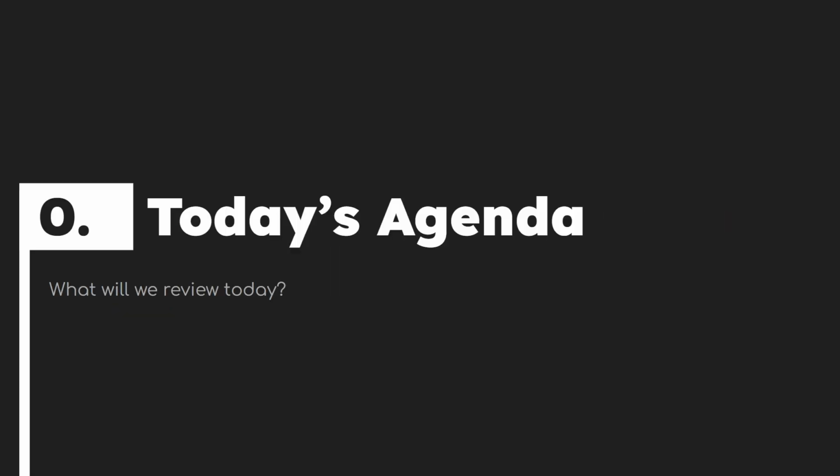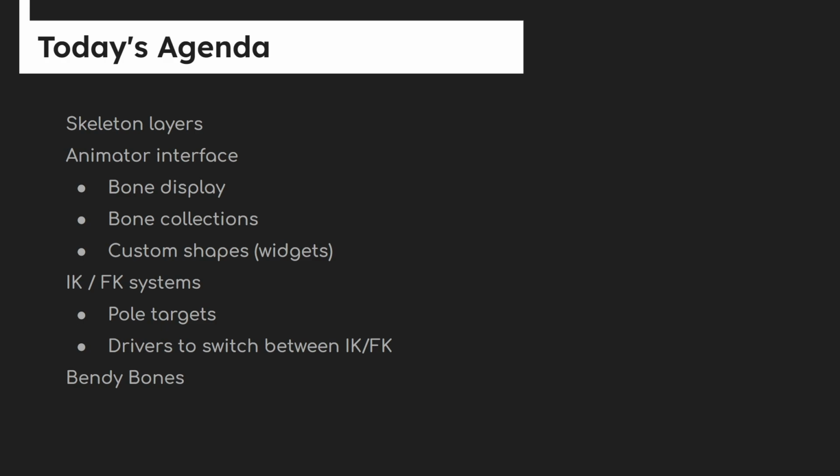All right. So today's agenda, what will we review today? Today will be a shorter day for sure. Not as much content to cover, or it might be quicker to get through than usual. So I want to talk about just a review on skeleton layers, and then look into the animator interface with the bone display, collections, custom shapes, and widgets. Then IK/FK systems with pole targets, drivers to switch between them, and then bendy bones.